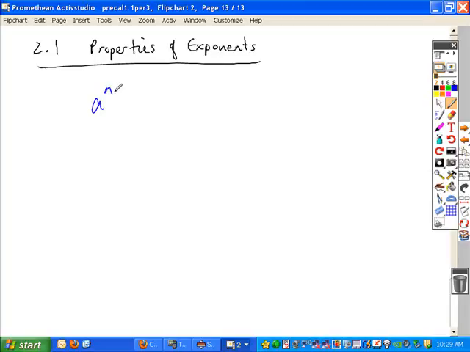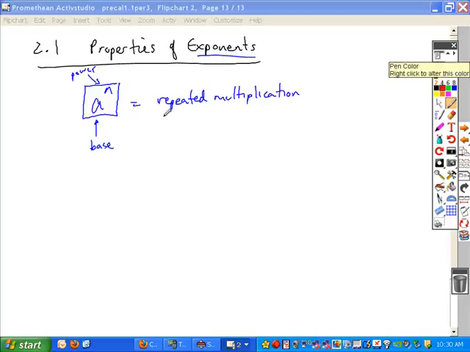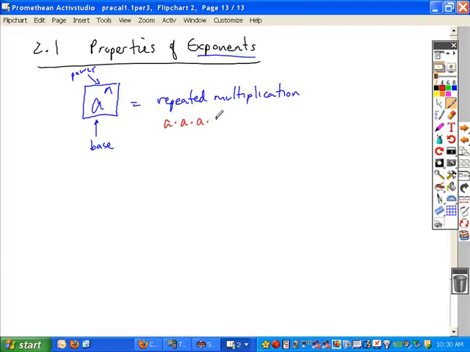As far as the exponent is concerned, an exponent is written in terms of a base, which is represented as a in this, and a power, which is represented by the n. When you're looking at an exponent, it is just another way to represent repeated multiplication. So a to the nth power means you're taking a times a times a, a total of n times, whatever n is.